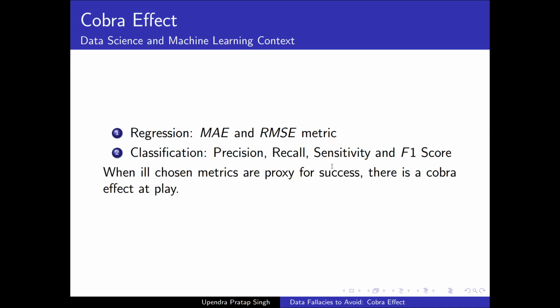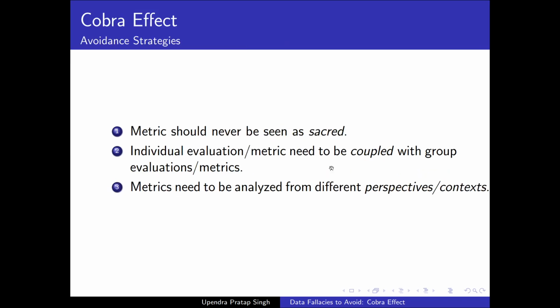So to summarize what we have talked about for the regression and classification task, we can simply say that when ill-chosen metrics are proxy for success, there is a Cobra effect at play. Now, what are the different avoidance strategies that should be adopted to make sure that Cobra effect does not come into picture? First of all, metrics should never be seen as sacred, right?